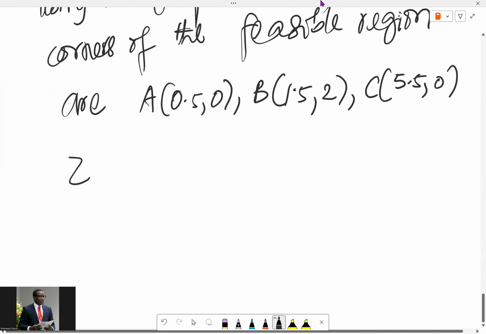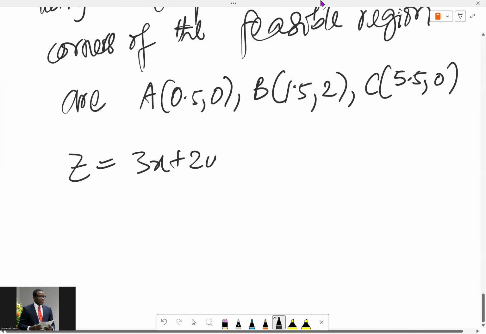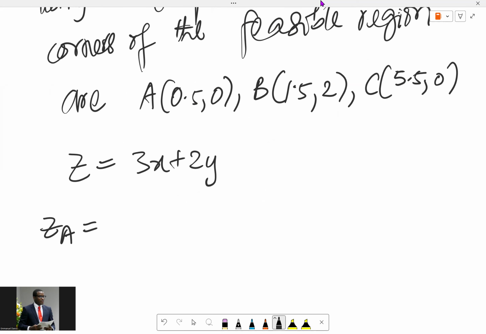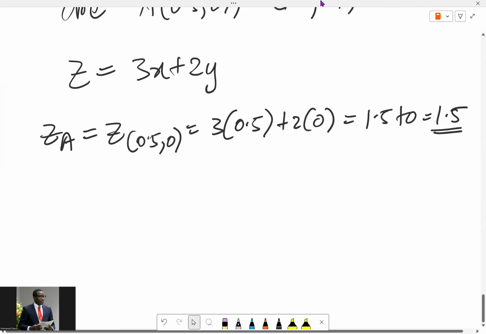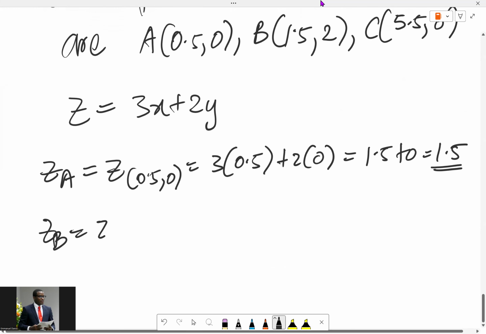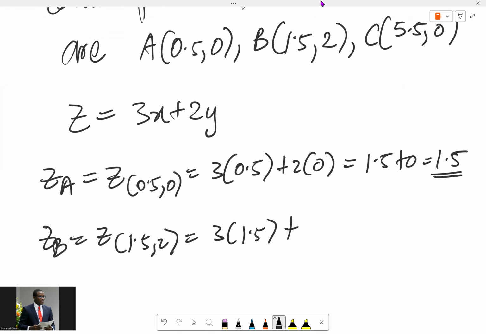The objective function is Z, which is 3x plus 2y. So we need Z of A, which is Z evaluated at 0.5 comma 0. That is 3 times 0.5 plus 2 times 0, which is 1.5 plus 0, so just 1.5. That is ZA. Now ZB is Z evaluated at 1.5 comma 2. That is 3 times 1.5, which is 4.5, plus 2 times 2, which is 4. So we have 8.5.